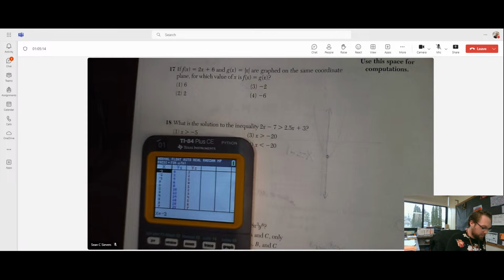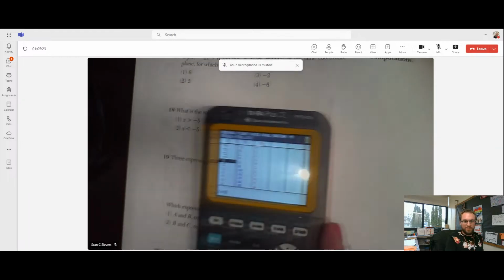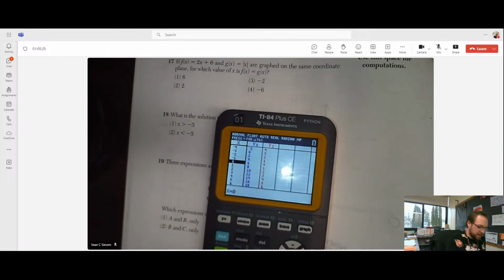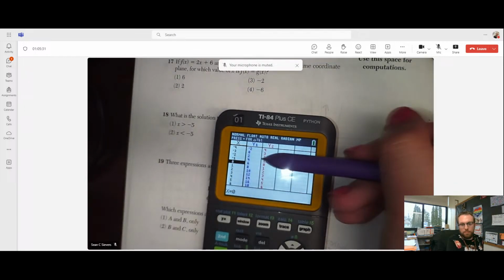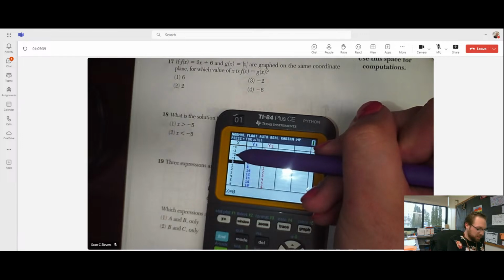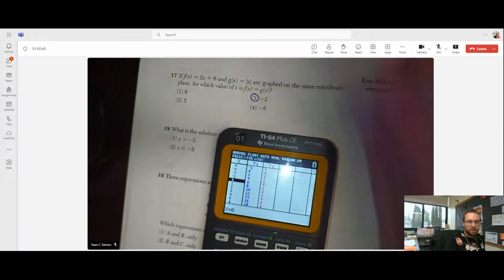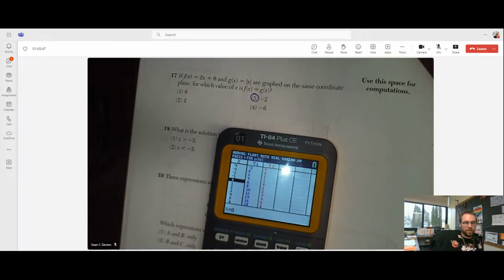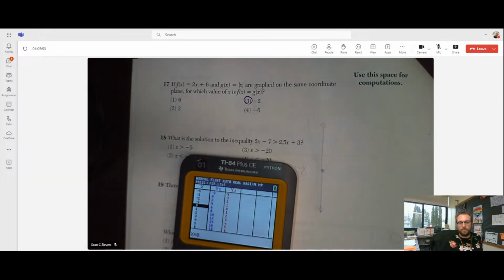If I pull up my table and start scrolling along, I'm trying to find where both of these y columns have the same number. Okay, I see 2 right here. 2 appears in both of these columns, which means that f of x is equal to g of x when x is equal to negative 2. So this problem is all done in the calculator. The only thing we really need to remember is that f of x and g of x is really the same thing as y.